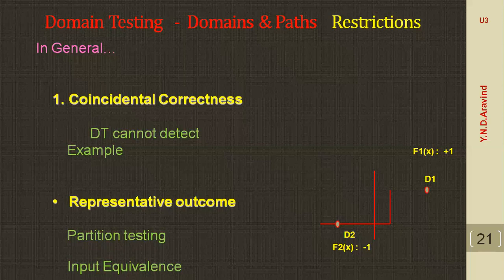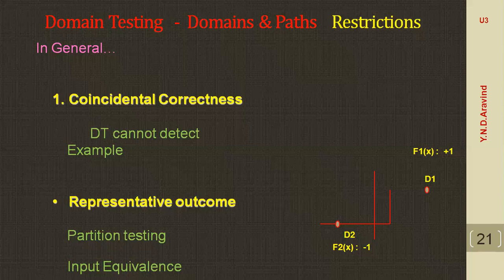So if we are fooled by coincidental correctness, then what may happen? We may misjudge the incorrect boundary. Maybe for that particular condition, it may coincidentally become true. So here we have to note that this implies the weakness of domain testing when we are dealing with routines that have binary outcomes like true or false.